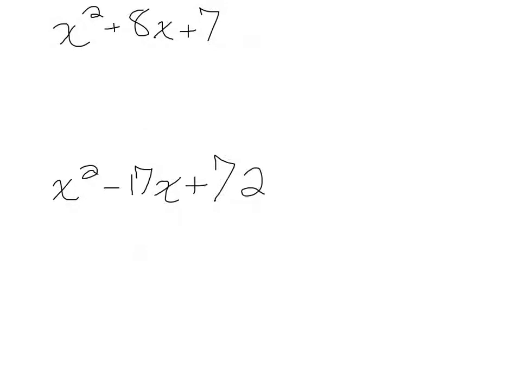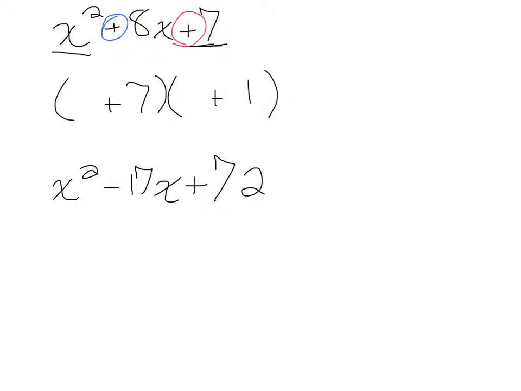If I take a look at this, again, the first thing I'm going to do is look at the sign of my constant. That one is positive, which tells me I have to have the same sign in both of my factors. And this positive here tells me that they're both going to have to be pluses. Now I need things that multiply together to give me 7. Well, the only factors of 7 are 7 and 1, so this one's going to be pretty easy.